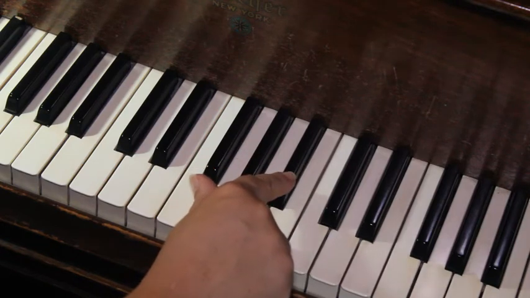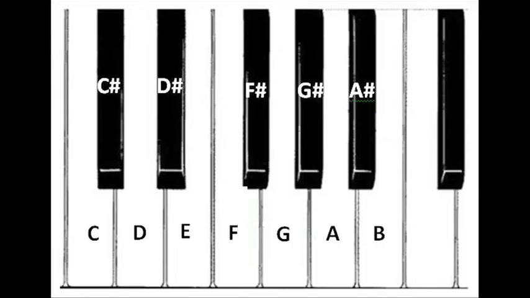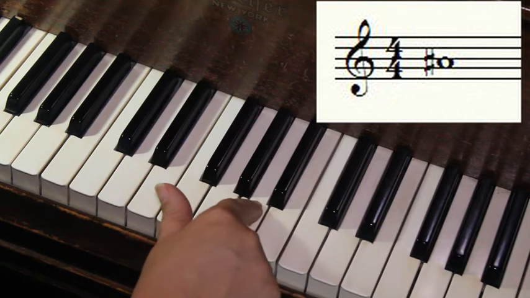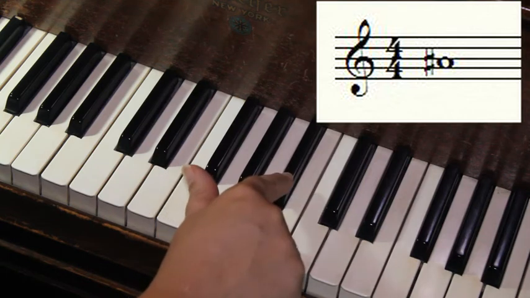The sharp symbol looks like a slanted tic-tac-toe board. It is written just before the note when on a musical staff. For example, this is A sharp. Find A on the piano and move to the black note. This is A sharp.